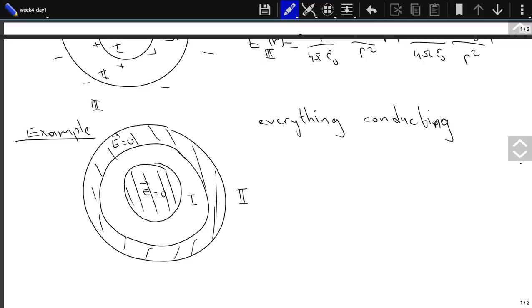If it is not uniformly charged, or even if it is uniformly charged, if it is not spherical, the electric field inside will not be zero.